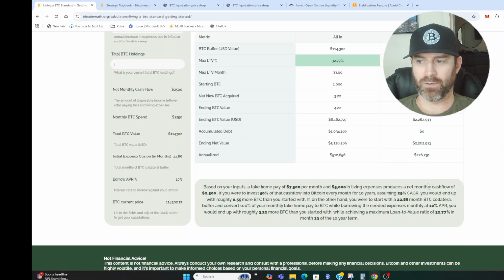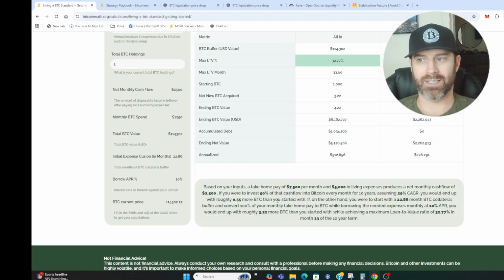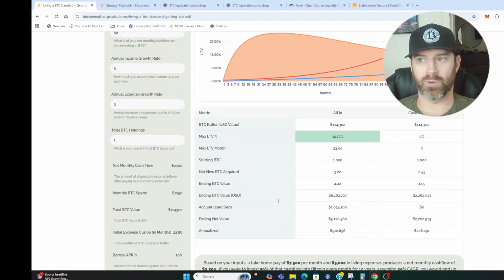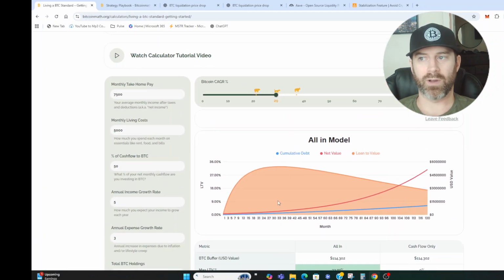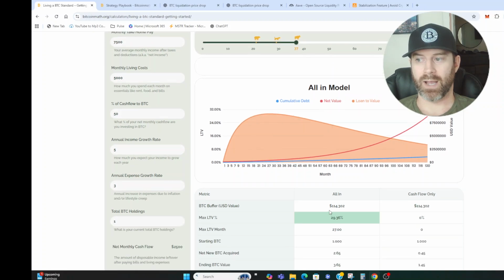So if you're familiar with our models, we provide a TLDR summary here. I encourage you to read that, because it synthesizes everything into a brief little paragraph. And also toy around with this, right? Because if you're super bullish on Bitcoin for the next 10 years and you think it's going to be a Saylor bull case, notice how everything changes, right? Your max LTV goes down, the max LTV month gets pulled forward, and this gets much steeper, much faster.